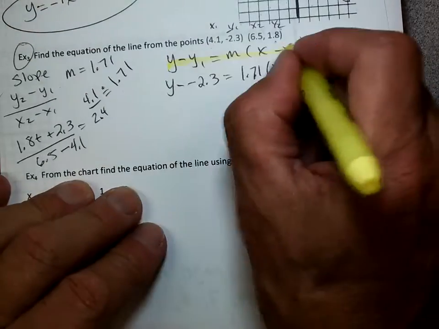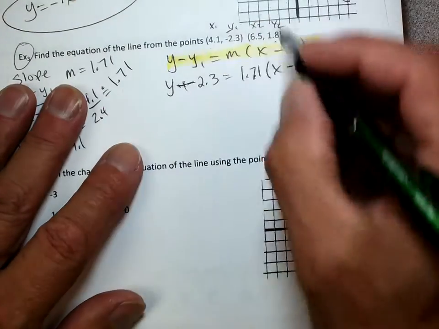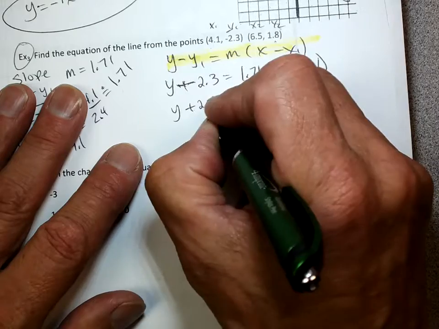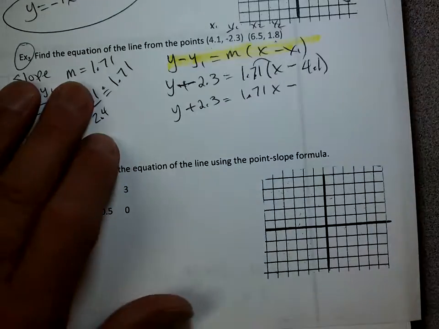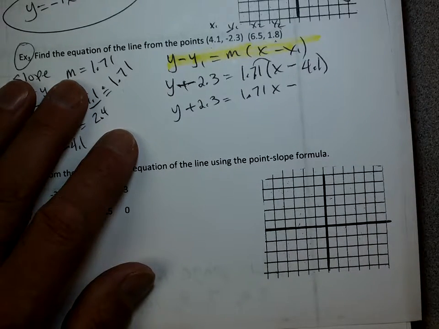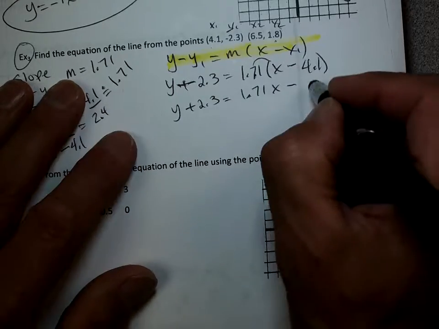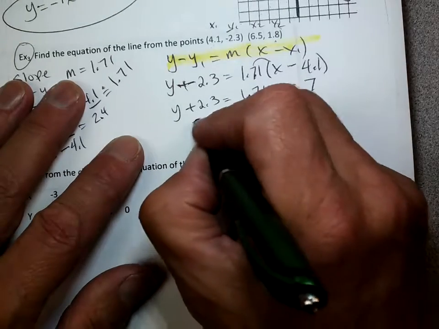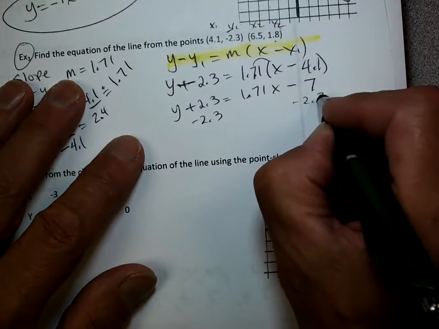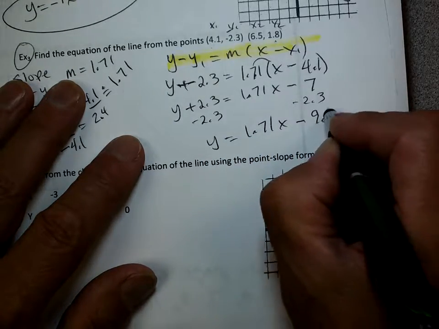I like this one better than y equals mx plus b, okay? So, double negative makes a plus, right? And I'll have y plus 2.3 equals, I'll distribute 1.71 x minus, well, that's 4 times that. Let's see. 1.71 times 4.1. I get an answer of about 7, close enough to 7.01. We'll just call it 7. We'll subtract 2.3, subtract 2.3, and y equals 1.71x minus 9.3.